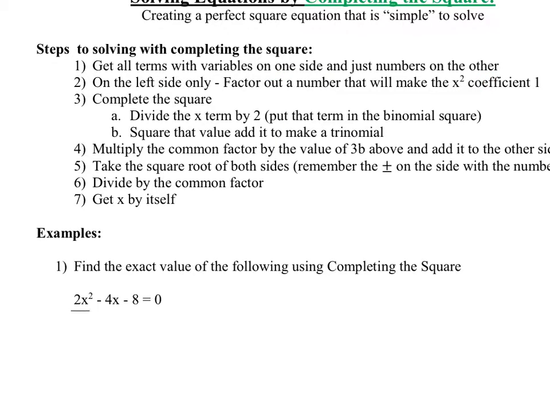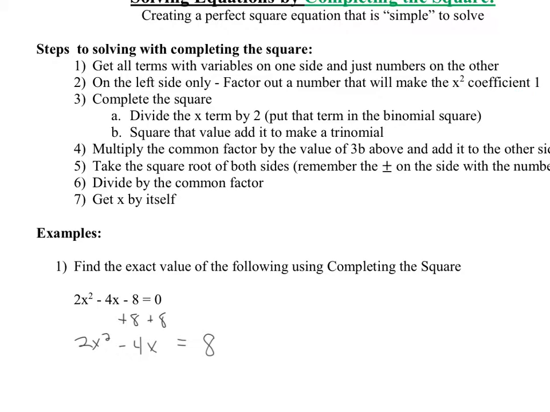Well, this one has everything on the same side. All right, so I need to get the ones with the variables, these two, on this side, and this 8 has to move. So remember, when we cross an equal sign, we change signs. There we go. That's step 1. Step 2. On the left side only, factor out a number that will make the x squared coefficient 1.